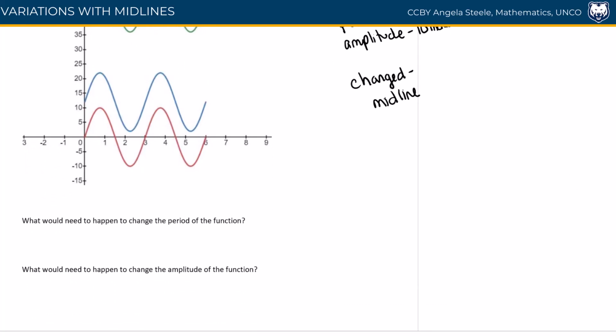All right, and so then the next two questions are kind of diving into the two things that stayed the same. So what would we need to do in order to change the period of the function? And then what would you need to do to change the amplitude? So again, pause the video so that you can take a moment and think about those two questions.